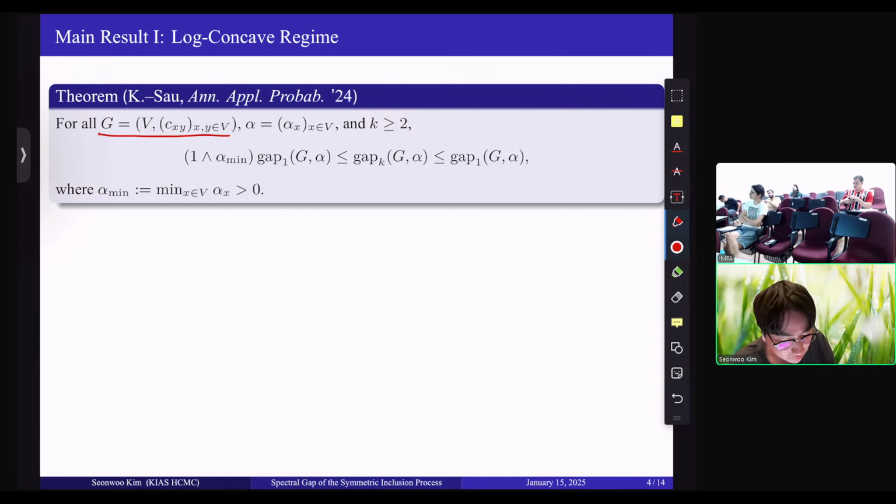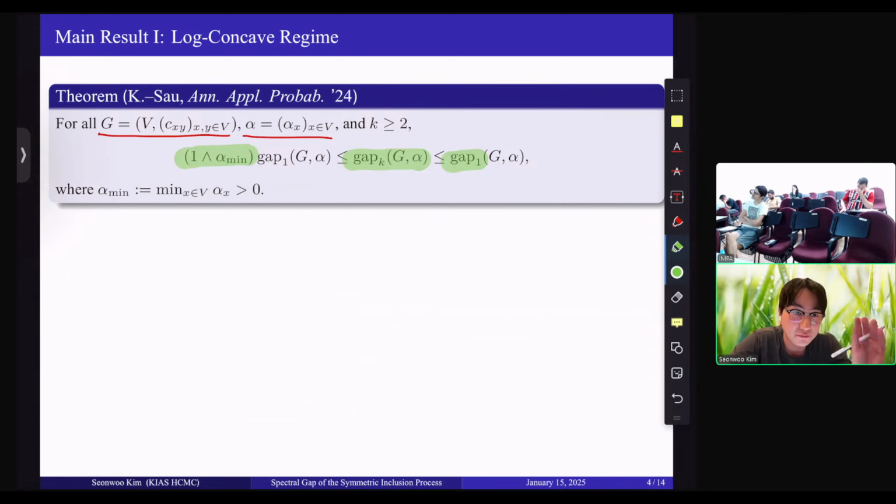For any given graph and site rates and any number of particles k, we prove this two-sided inequality. First, we prove that gap k is always upper bounded by gap 1. And then if we add this additional suboptimal term, the minimum between 1 and alpha min, where alpha min is just the minimum of all site rates, and multiply it by gap 1, we also have this lower bound. So this was our first theorem in the first paper.